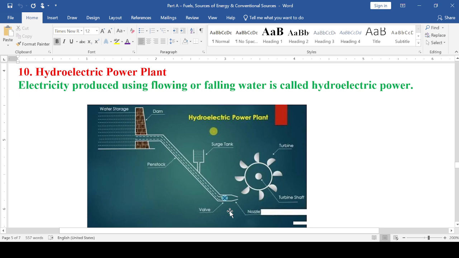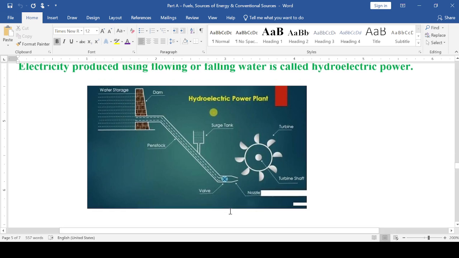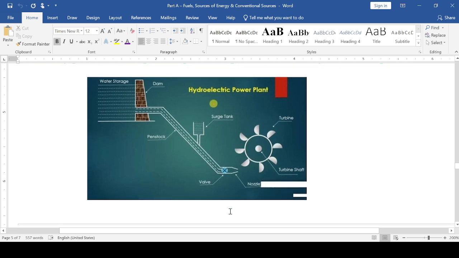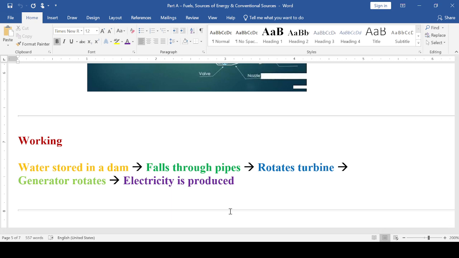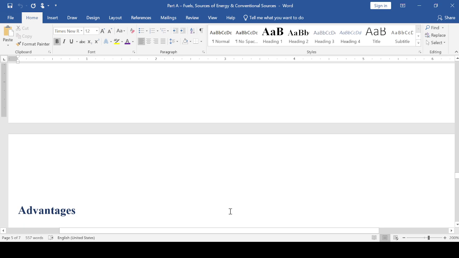Hydroelectric power plant. Electricity is produced using flowing or falling water. How are you producing electricity here? By flowing or falling water, which is called hydroelectric power. Check the flow chart, then we'll go into the working, students. Water is stored in the dam. It falls through pipes, then rotates the turbine, then the generator rotates, then electricity is produced.